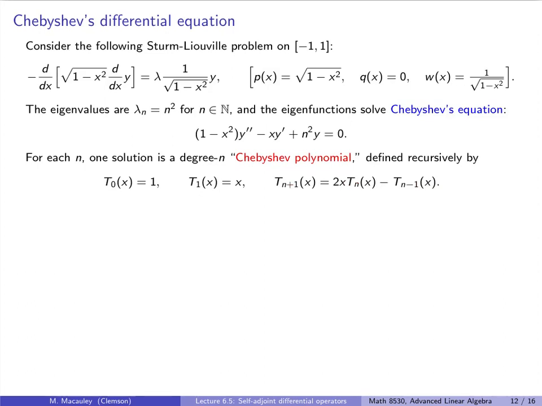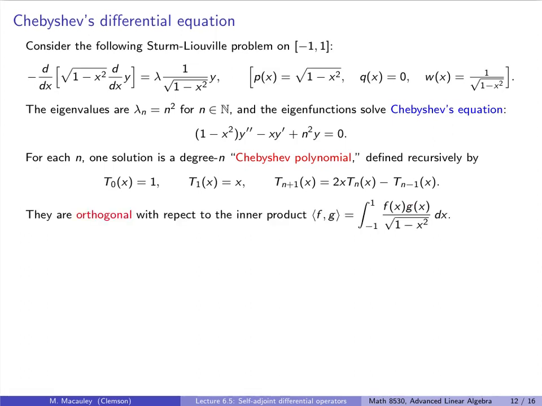And then the n plus first degree one, T_{n+1}(x), is 2x T_n(x) minus T_{n-1}(x). These are, by construction, being eigenfunctions of a self-adjoint differential operator, orthogonal with respect to the inner product, which is defined as follows. The inner product of f and g is the integral on this interval of f(x) g(x) divided by root 1 minus x squared, because we're multiplying by the weighting function, w, dx.